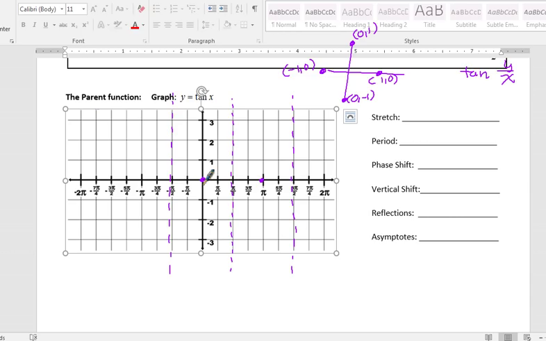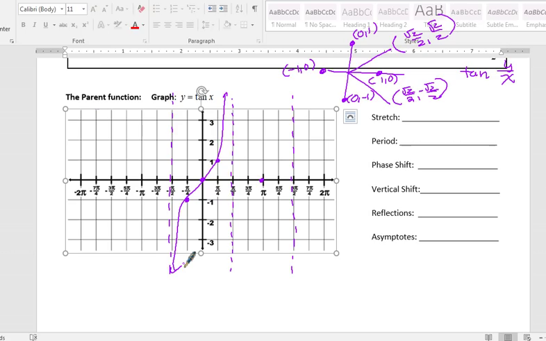Let's look at what happens when we get to pi over 4. The coordinates there are square root of 2 over 2, square root of 2 over 2. Again, if I put the y over the x, we will get 1. And if I'm at negative pi over 4, we're at square root of 2 over 2 over negative square root of 2 over 2, getting us negative 1. This is what's creating the basic shape of our tangent graph.